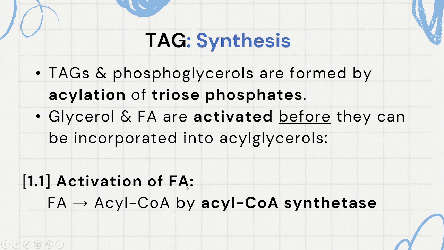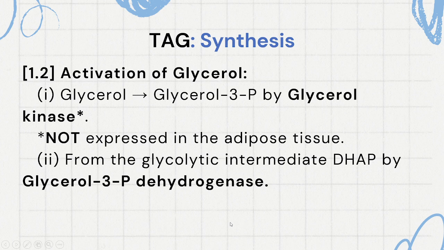We have already come across activation of fatty acid. We said it is by being converted to acyl-CoA, by acyl-CoA synthetase. How is glycerol activated? By a kinase, a glycerol kinase, which will add a phosphate group to glycerol at position 3 to give glycerol 3-phosphate. Glycerol kinase, the enzyme, is not expressed in the adipose tissue, which is a unique feature of this tissue and this enzyme.